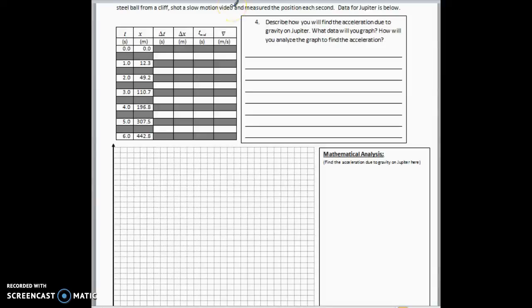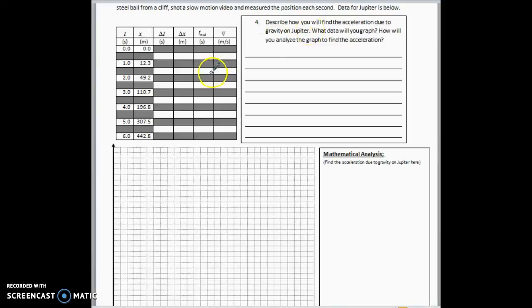Howdy team. In this problem we're going to describe how you find the acceleration due to gravity. That should say on Venus. The data over here is data for Venus. What data will you graph? How will you analyze the graph to find the acceleration?